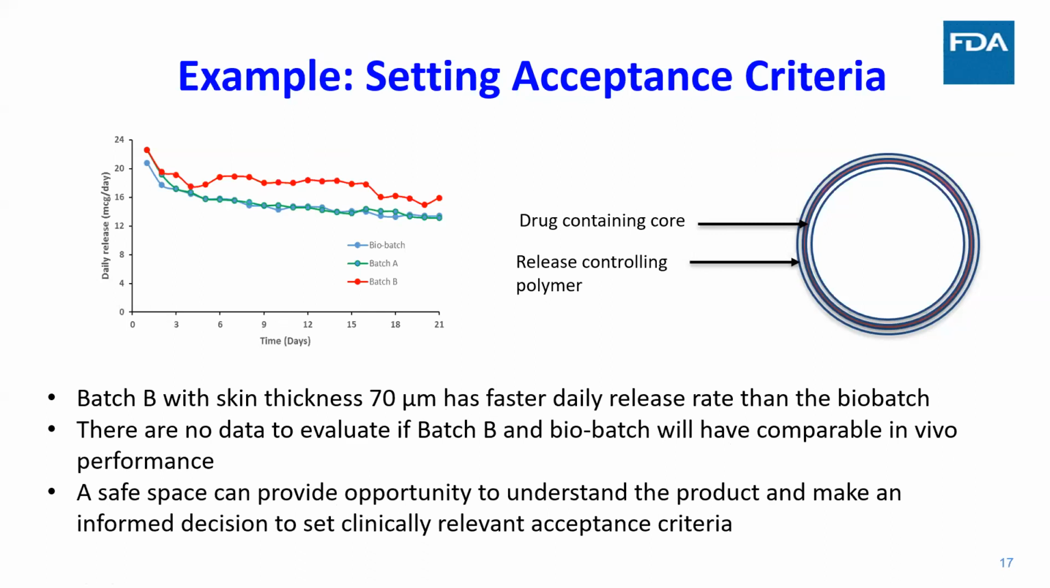Now, if we have information that batch B will perform similar to the biobatch, which can be done by conducting a BE study or by establishing a safe space by using IVIVC or a physiologically based model, this will be the opportunity to understand the product and make an informed decision to set clinically relevant specification. So in this case, if batch B is shown to be bioequivalent to the biobatch, then the acceptance criteria range can be widened to include the higher release rate of batch B.